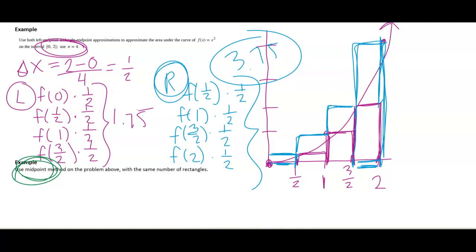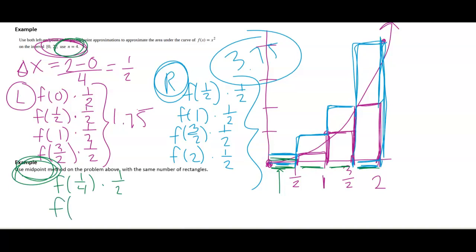Now in here, I'm still using n equals 4. So my delta x value is still going to be 1/2, but I'm going to use the midpoint of the subinterval for my f value. So the number between 0 and 1/2 is 1/4. So I'm going to use f of 1/4 and multiply by 1/2. That's the height of the rectangle.